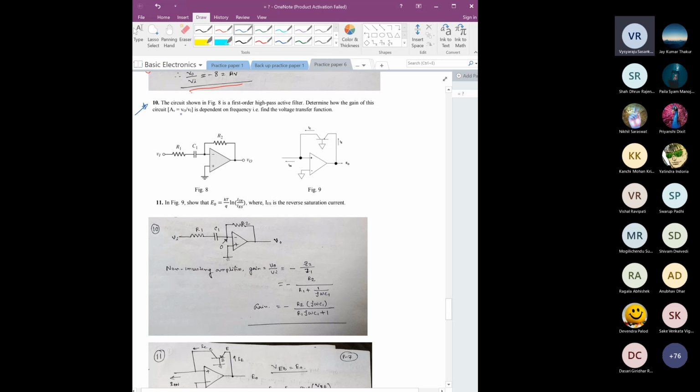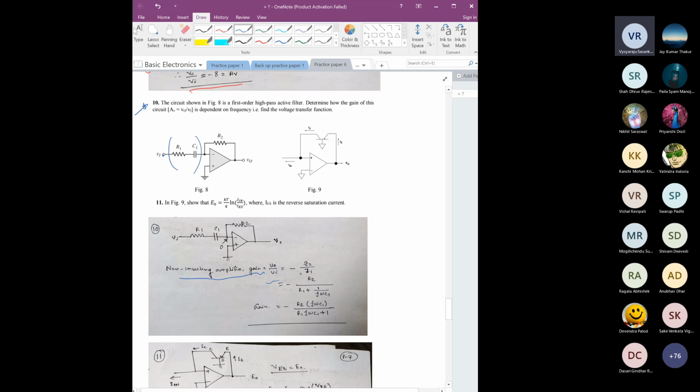Then question number 10. It says that the circuit shown in figure 8 is a first order high pass active filter. Determine how the gain of this circuit is dependent on frequency, that is, find the voltage transfer function. It is one RC circuit, R and C connected in series, and this is the feedback path. We have to consider the total impedance of this part. For this amplifier gain, the relation would be the same, right?